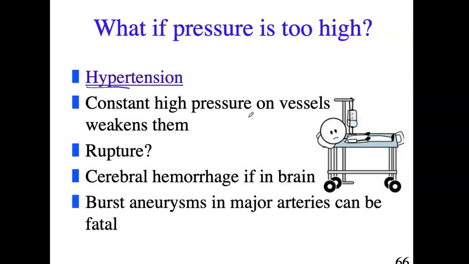Or any kind of weakness in a vessel could burst an aneurysm. So an aneurysm can look something like this, for example, where you have this vessel that actually ballooned out in a little place, and you're having this pounding of blood in here, and you could potentially rupture something like that, and this could bleed out. And that definitely can be fatal. So these are not good. So monitoring pressure is very important in the body.